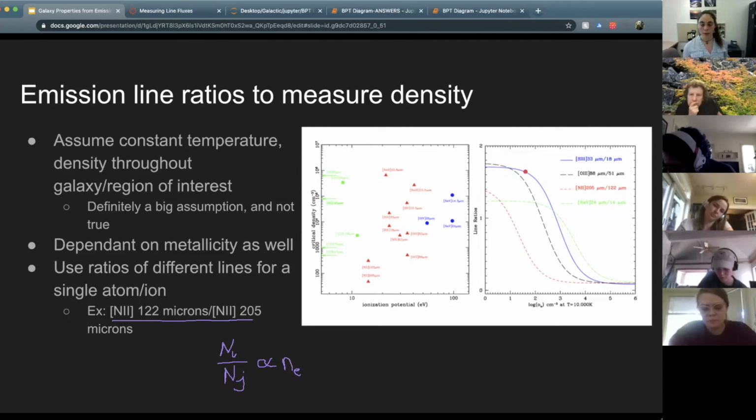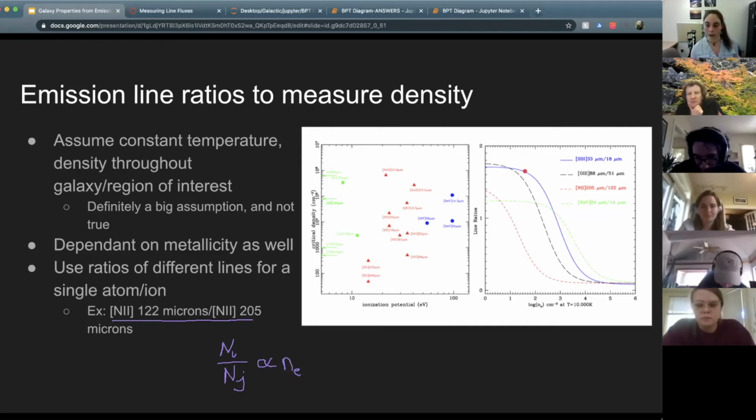So using sulfur-3, if you're in a part of the ISM where you expect your number densities to be 1 to 100 per centimeter cubed, using sulfur-3 is going to be really useless because it's going to look the same no matter what you're looking at. So you're not going to get good resolution in your density if you're using that line.